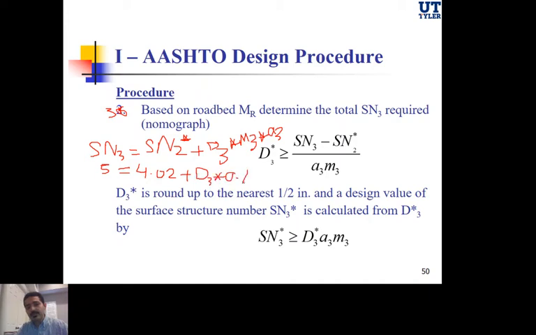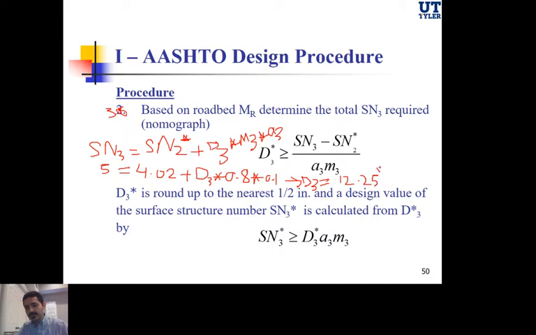times M3, let's say again it's 0.8, times A3, let's say it's 0.1. Therefore, I can get now D3 based on this equation because it's just one single unknown. So what I need to do now is subtract 5 minus 4.02, and then divide this by 0.8 and by 0.1. So the required amount of thickness for the third layer is 12.25 inches.